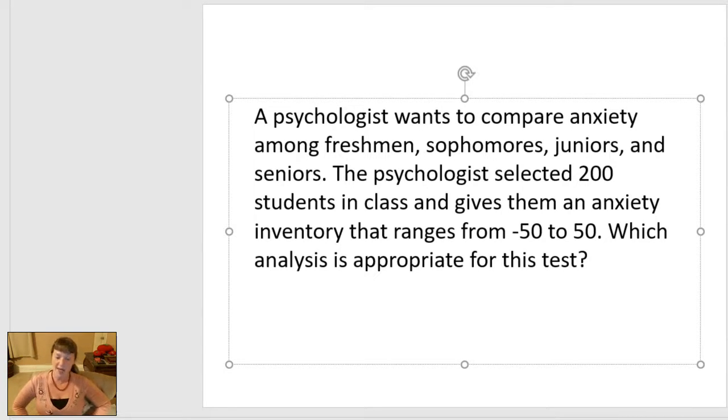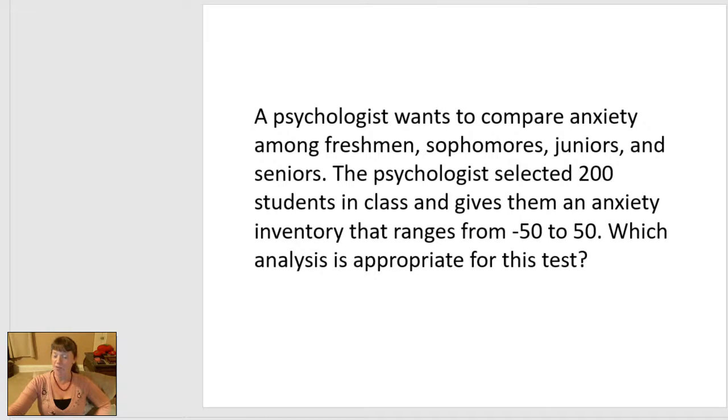Well, automatically I see I have 4 groups. So I have one categorical variable, one qualitative question where I ask people, what year in school are you? Are you a freshman, sophomore, junior, or senior? Right? And so I have one categorical variable with 4 groups. But is there a second variable? Yes, there is. It's anxiety. And I've made it very clear that I've measured anxiety from more, 50, to less, -50.